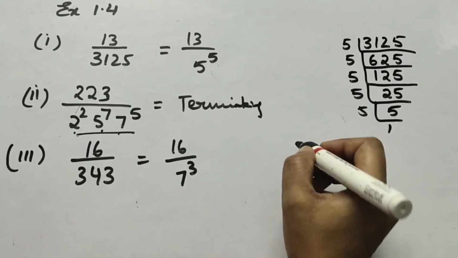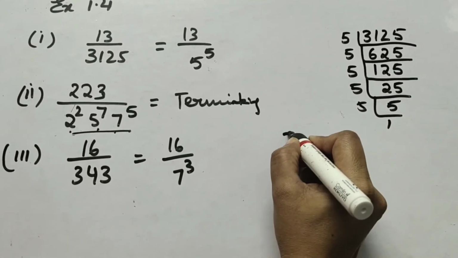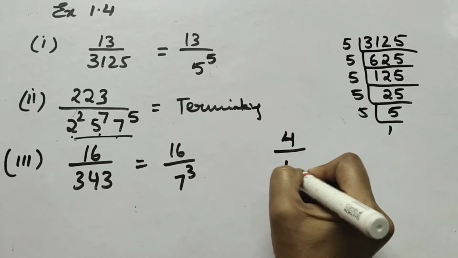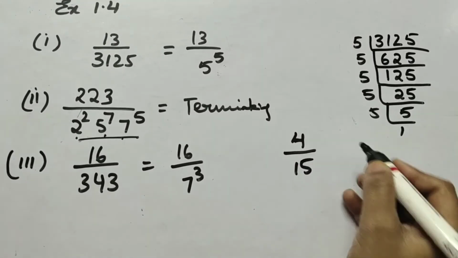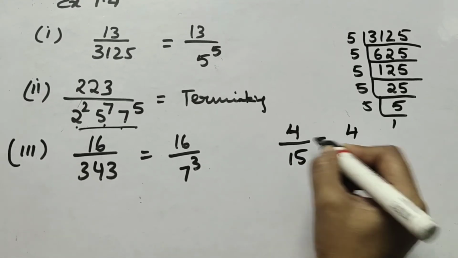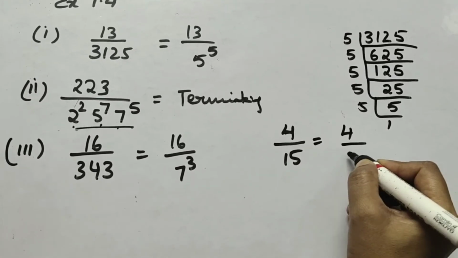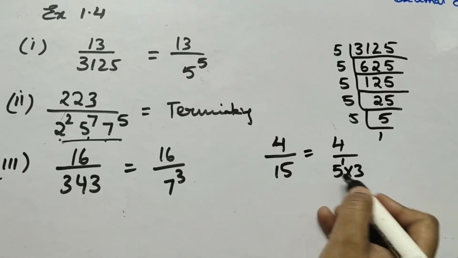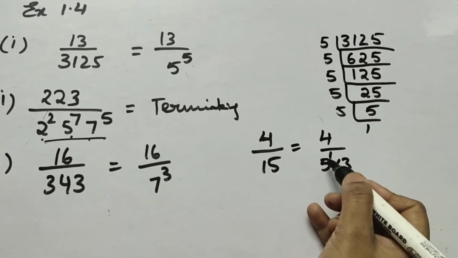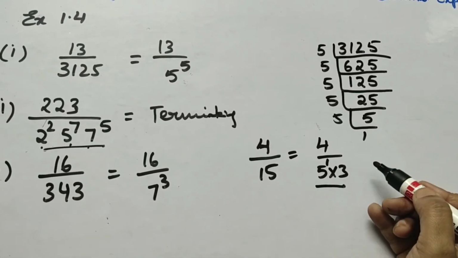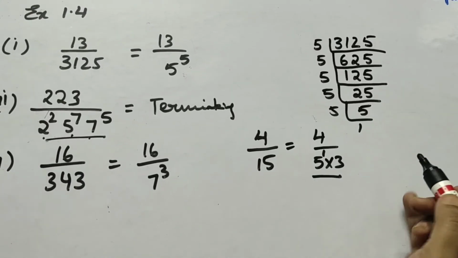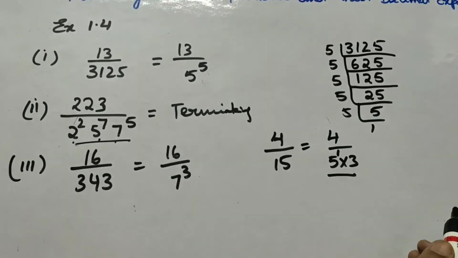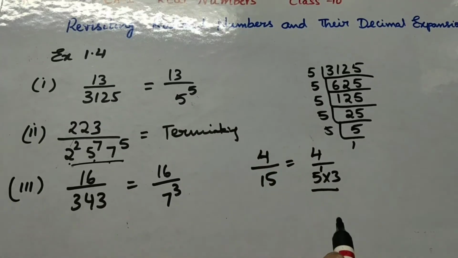Understood? Now what about 4 by 15? The prime factorization of 15 is 5 times 3, isn't it? So here we have powers of 5. So it is a terminating decimal. I hope you understood, children. So please try to solve the sums from exercise 1.4. Thank you.